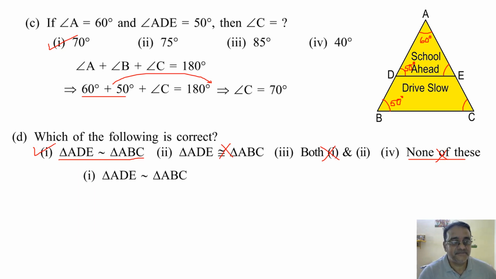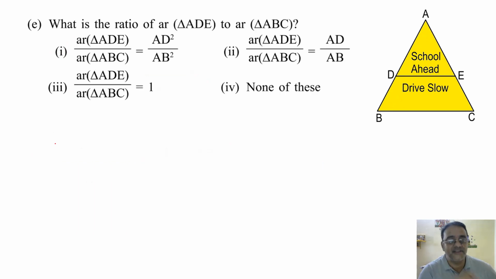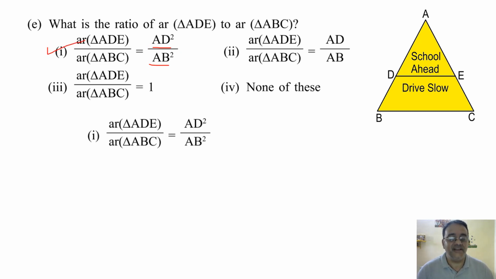So any doubt in this question? No, sir. Okay, now next, what is the ratio of area of triangle ADE to area of triangle ABC? So we know that the ratio of areas of two similar triangles is equal to the ratio of the squares of their corresponding sides. So AD and AB are corresponding sides, right, and there is a square here too. So the correct option is the first one. This is clear?